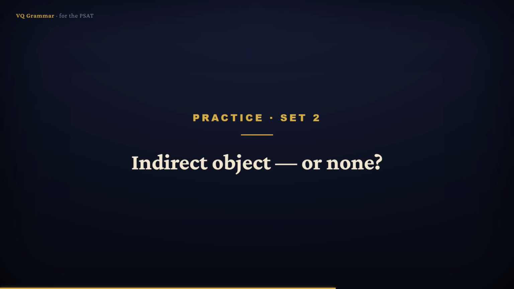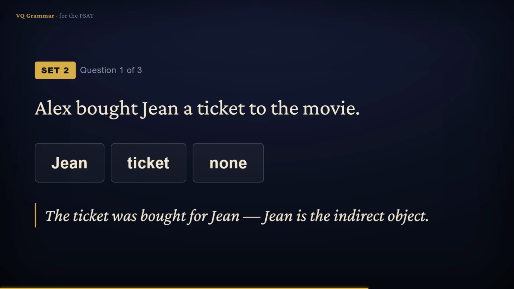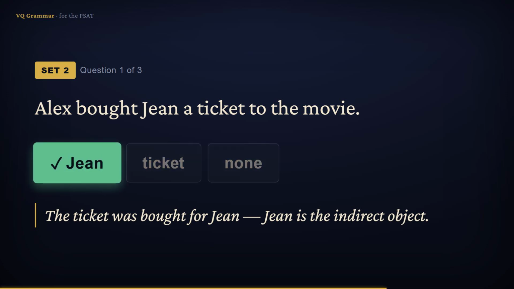Now it gets trickier. Some of these have an indirect object and some don't. Remember, a sentence can have a direct object with no receiver at all. Find the indirect object, or decide there's none. Pause and try each one. Alex bought Jean a ticket to the movie. What did Alex buy? A ticket, the direct object. For whom did he buy it? For Jean. Alex bought a ticket for Jean, same meaning. So the answer is Jean.